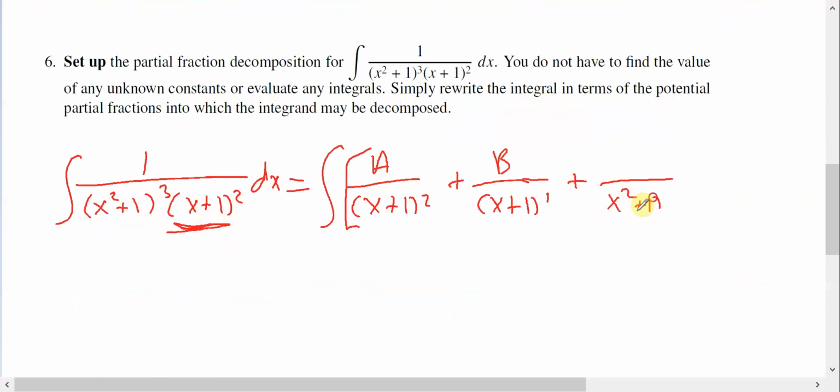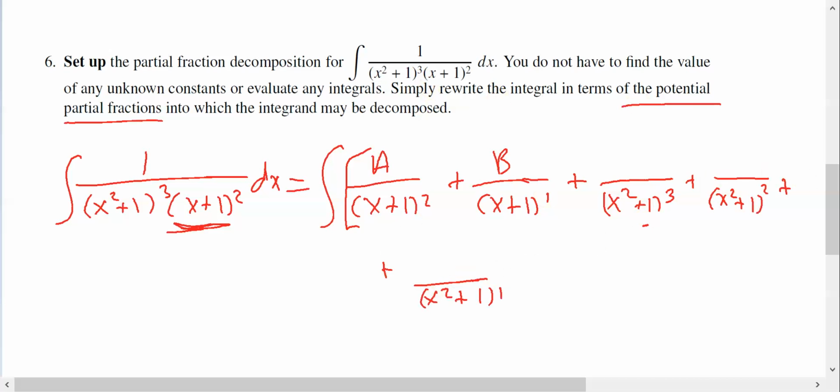I could have the x squared plus 1 cubed, the x squared plus 1 squared, and I'm going to go down here, the x squared plus 1 to the 1 if you want to put it. You don't have to put it. Those could all be involved, but they may not be. I mean, I definitely have to have this term with the cube and this term with the square, but these other ones I may or may not have, but they have to be accounted for because these are potential partial fractions that could be involved.